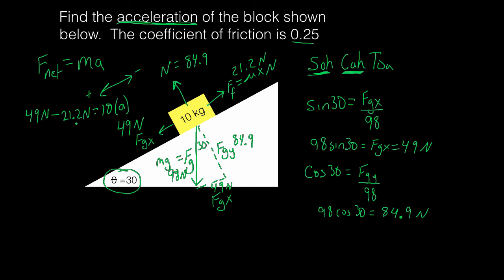And so 49 minus 21.2 is equal to 27.8, and that's going to be equal to 10a. To get acceleration by itself, you divide each side by 10, so 27.8 divided by 10 is equal to 2.78, and acceleration is in meters per second squared. So that's what the acceleration of this block will be, 2.78 meters per second squared.